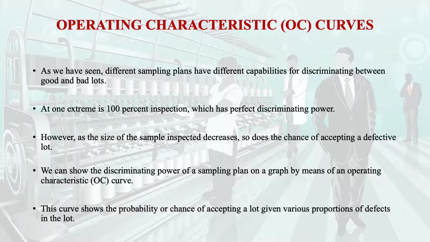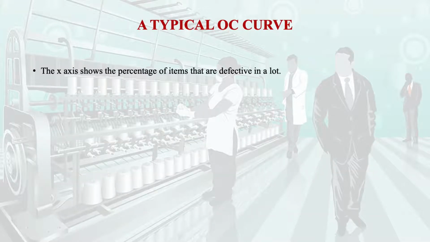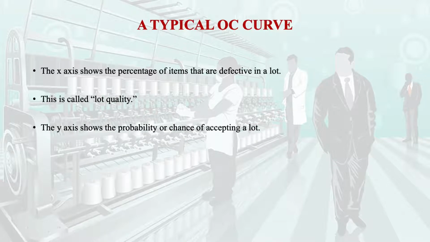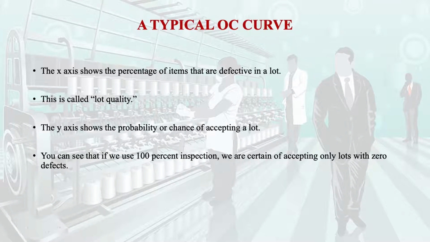A typical OC curve has an x-axis and a y-axis. The x-axis shows the percentage of items that are defective in a lot. That is called the lot quality. The y-axis shows the probability or the chances of accepting the lot. You can see if we use 100% inspection, we are certain of accepting only lots with 0 defects.